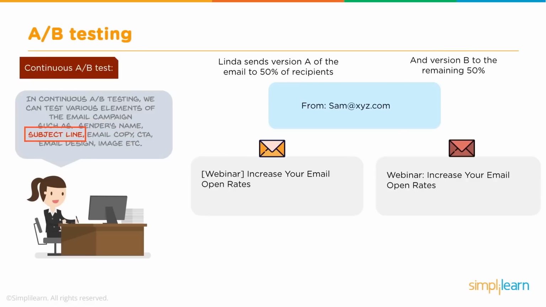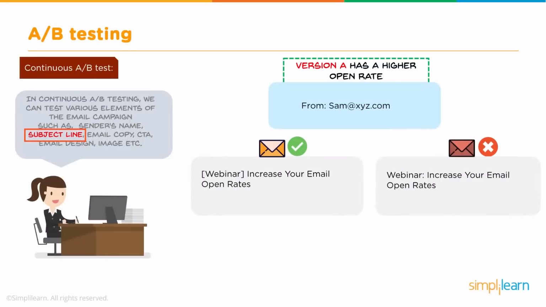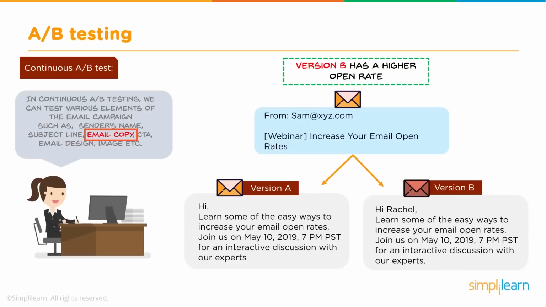Let's talk about the subject line again. So we got webinar, increase your email open rates. Webinar, increase your email open rates. So the webinar is dynamic on version A. Okay, so we're sending that out. And because it's dynamic, that's going to beat out the static. Webinar, increase your email open rates. A lot more elements we can test here.